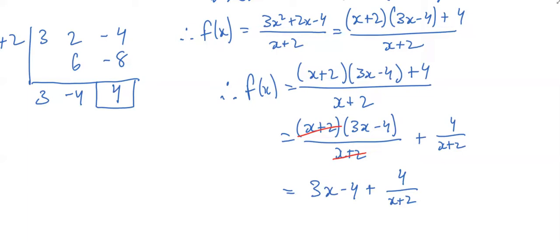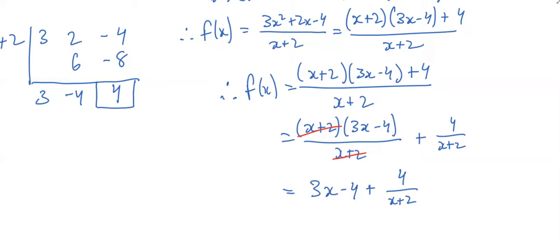This part gets small, right? So if x is like a million, 4 over 1,000,002 is really small. So when x gets really, really, really big, this is basically 0. What does this graph look like? It looks like this. When x gets really, really big, this part is basically 0, so this is basically your function.